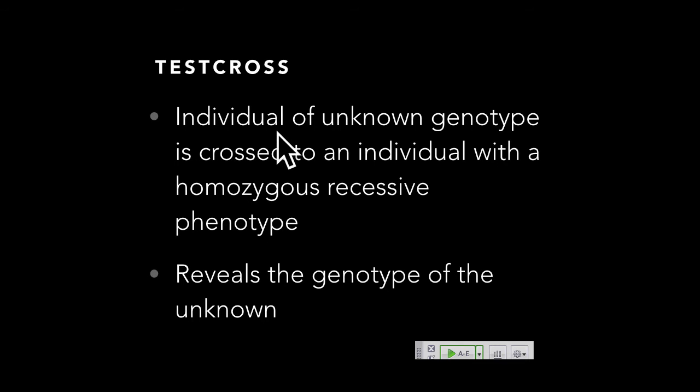So we're going to take the individual of an unknown genotype and cross it to an individual who's homozygous recessive, who has the recessive phenotype. Why would we want to do that? If it's a recessive phenotype, do we know the genotype? Yes. So we're going to be crossing an unknown against the known genotype.